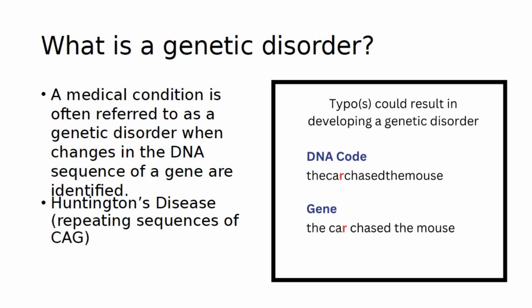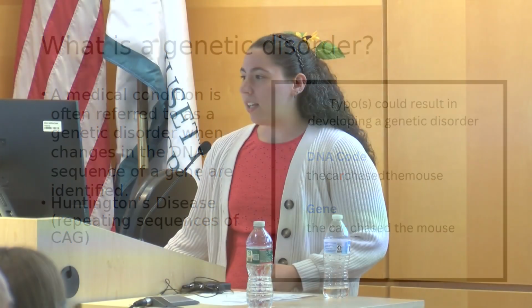And the reason why I'm talking about that is because a genetic disorder is often defined as a medical condition where there's a change in the DNA sequence of a gene. And if we think back to the book analogy, if there's a typo in our book, instead of the cat chased the mouse, it becomes the car chased the mouse. And that little change of one letter doesn't always mean that you're going to have a genetic disorder. It doesn't always mean that something bad will happen, but sometimes it does result in a genetic disorder.